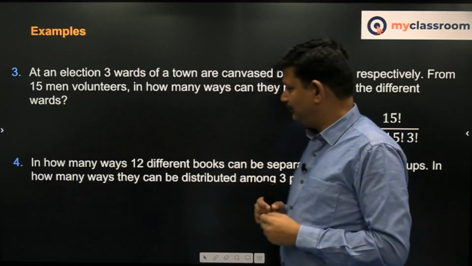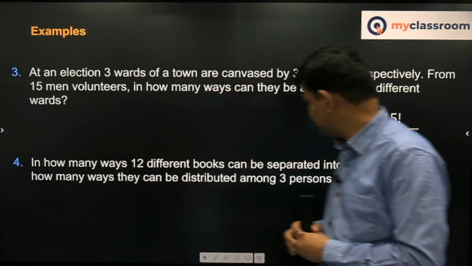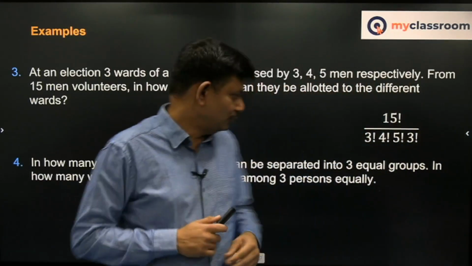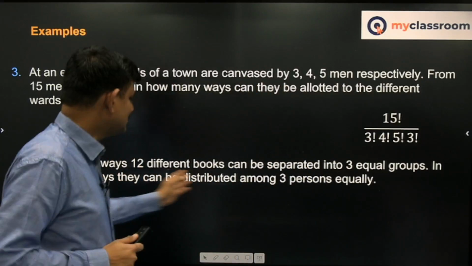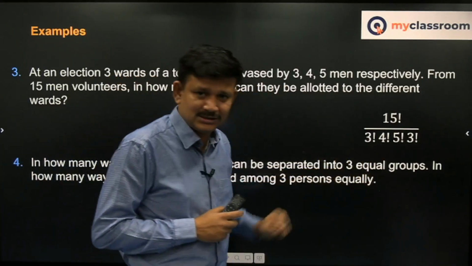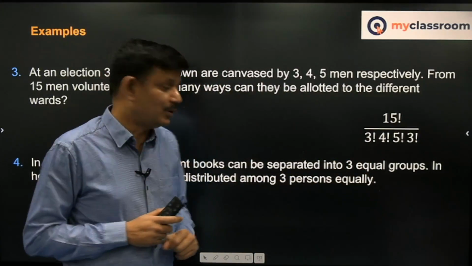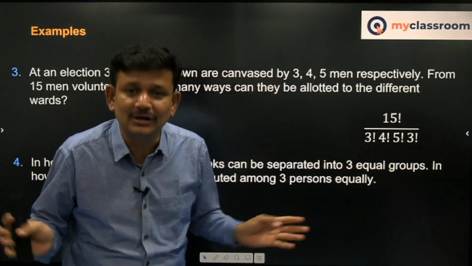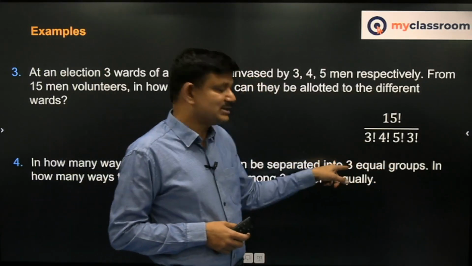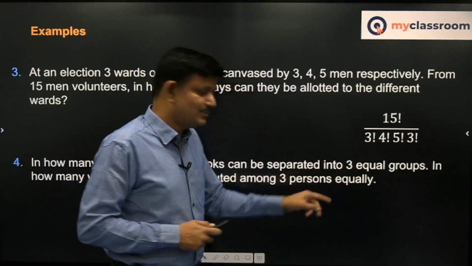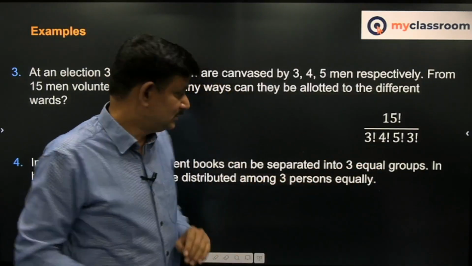Next question, in how many ways can 12 different books be separated into 3 equal groups? 3 equal groups. In how many ways can they be distributed among 3 persons? When you are distributing among 3 persons, order will become important. And when you are simply separating into 3 groups, order will not be important. So, when you are separating into 3 groups, the denominator will have 3 factorial. When you are distributing among persons, there will be no 3 factorial.